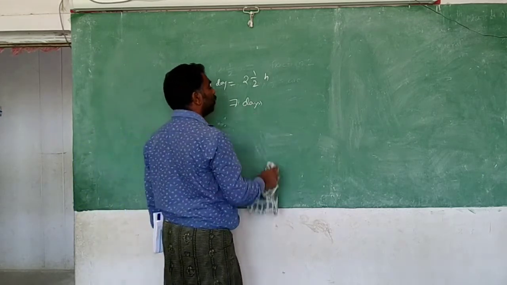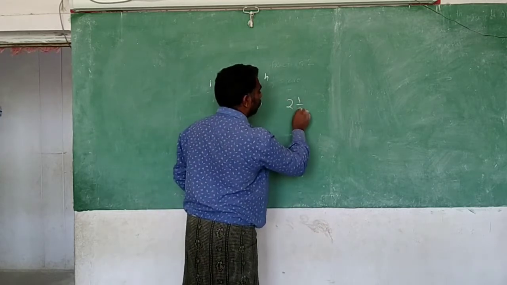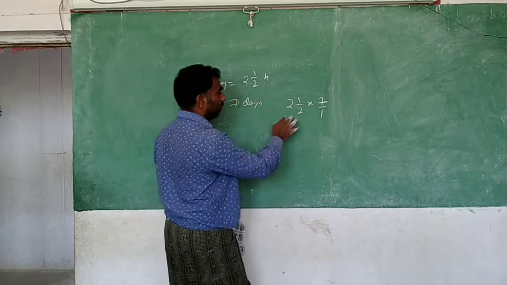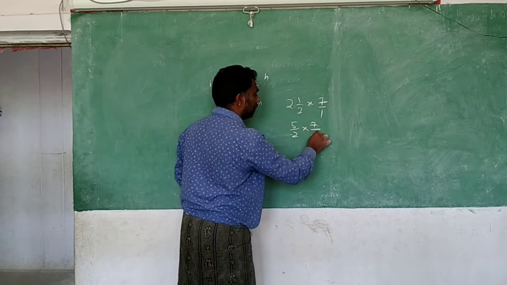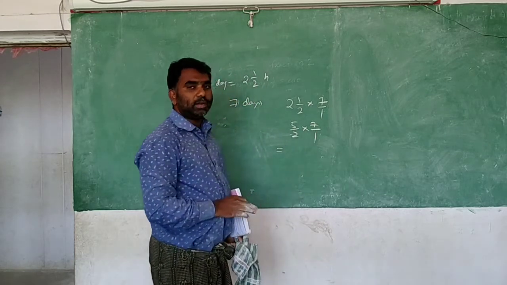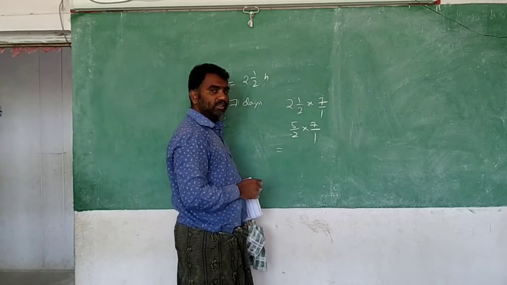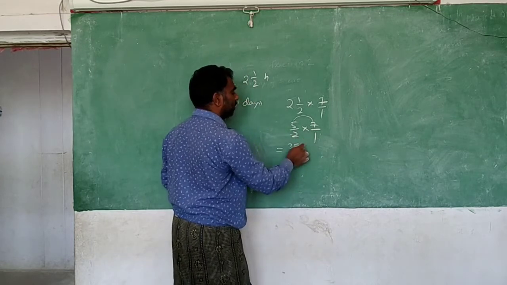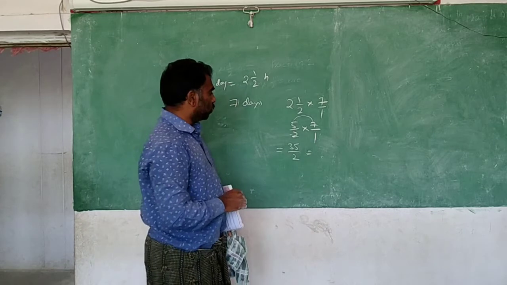So then what should we do? We should do the multiplication. How do you do multiplication? You know that 2 1/2 into 7. This is a fraction. 2 2s are 4, plus 1 is 5, so 5 by 2 into 7 by 1. So the multiplication process, you know that. Numerator and denominator. First, cancellation chance is not there. That's why numerator 5 7s are 35. Denominator 2 1s are 2.